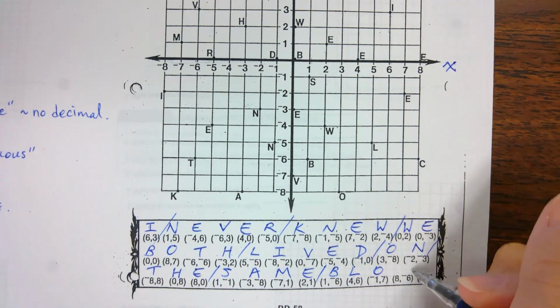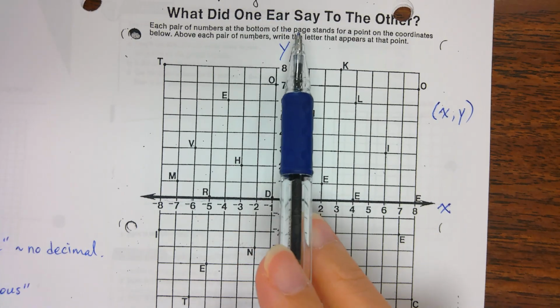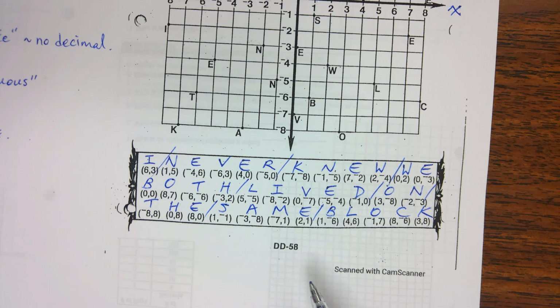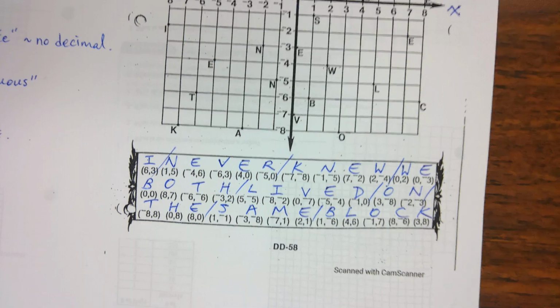I never. So what did your left ear say to your right ear? I never, because they never see each other. Ha ha ha. Right? Because your left ear will never meet your right ear. I never knew. So they never knew they lived on the same block.